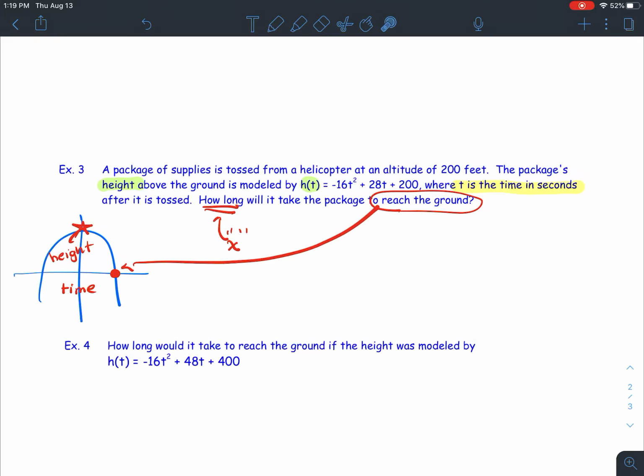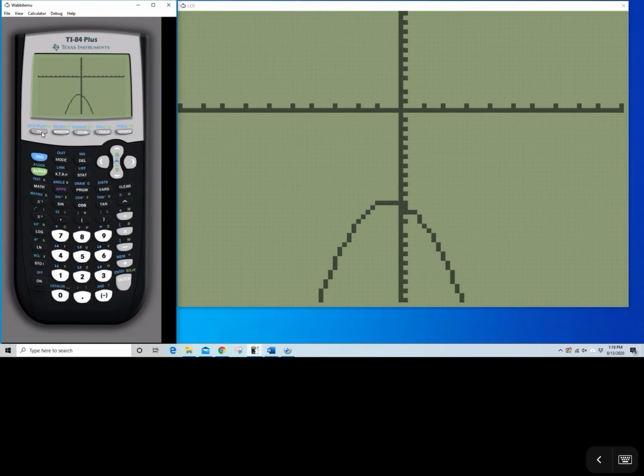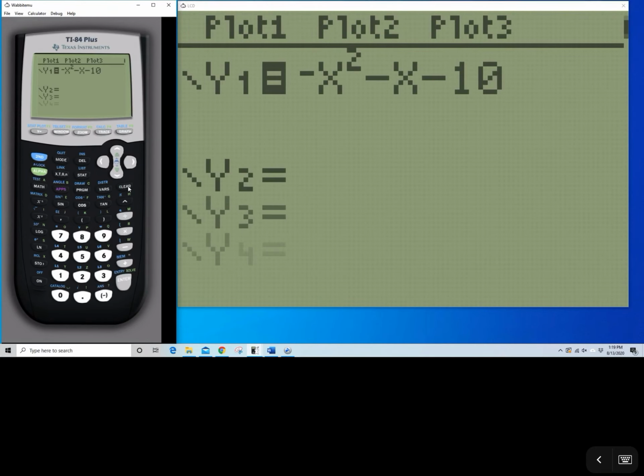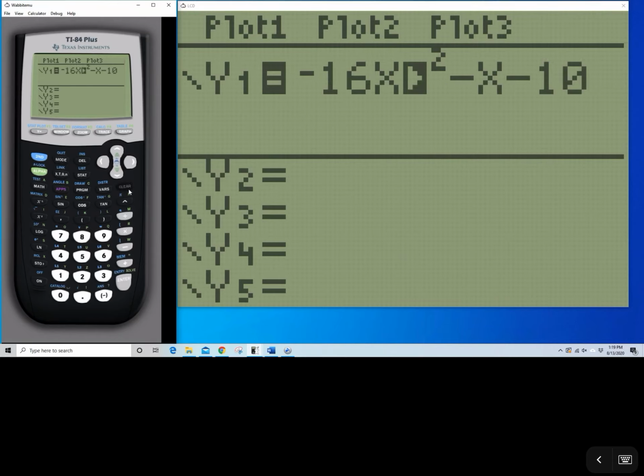If I asked you to point in this picture, where does it represent the package landing on the ground? I think we all would say right there's the spot. This is when it has reached the ground. So what we're after is what the x coordinate would be of this x-intercept. Well, that's what we've been doing. We've been just graphing these and finding the x-intercept.